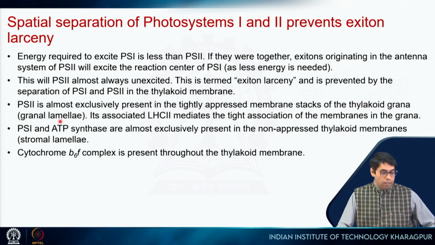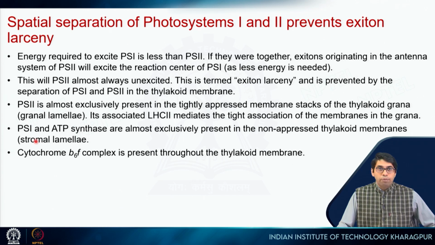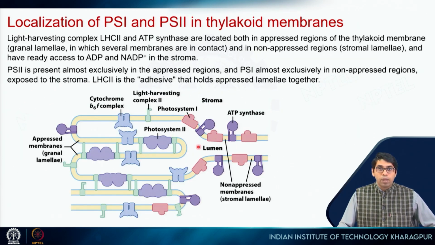So these are some of the terms that you should be familiar with. Its associated light harvesting complex 2 is the one which mediates this tight association of the membranes in the grana, right? Like this one. On the other hand, photosystem 1 and ATP synthase are almost exclusively present in the non-appressed thylakoid membranes, which is the stromal lamellae. Cytochrome b6f complex is present throughout the thylakoid membrane. So the cytochrome b6f complex is shown here. So it is present both in the non-appressed as well as the appressed part of the membrane, okay?